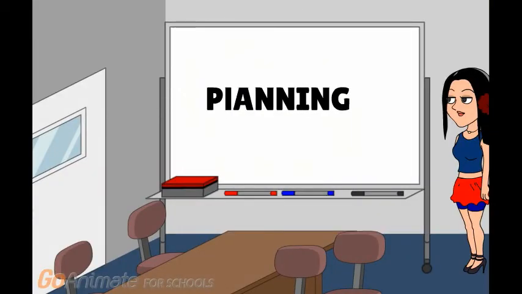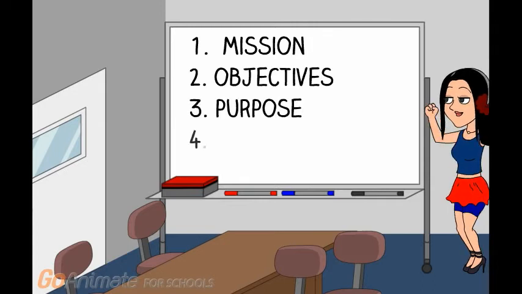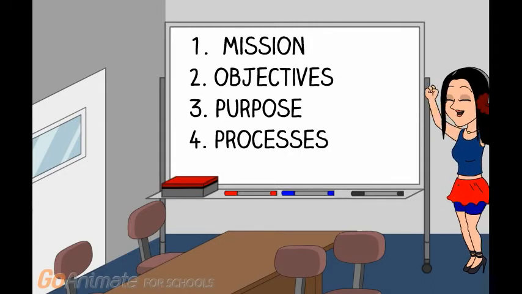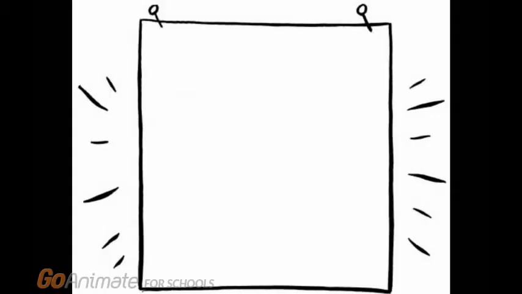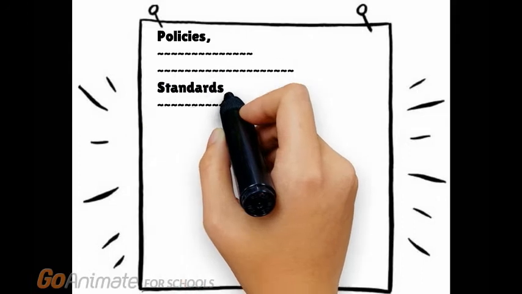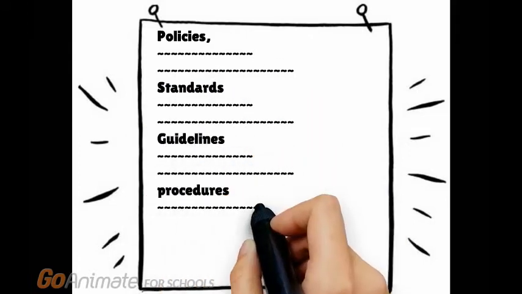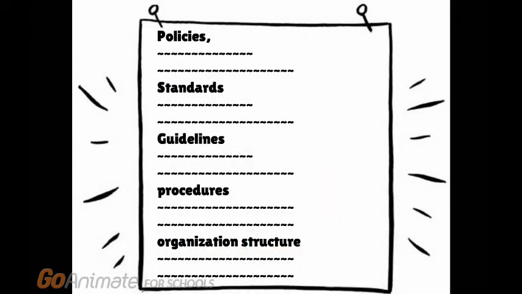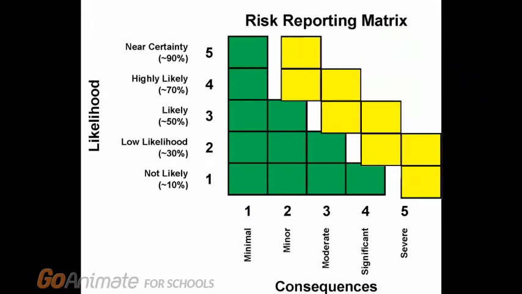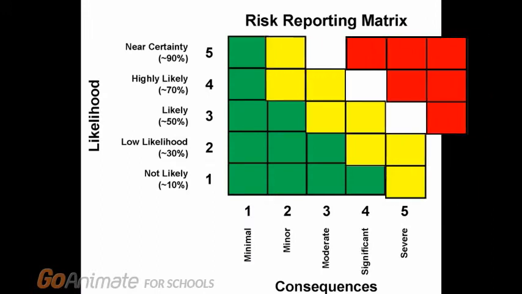The first step for the auditor is to understand the business, mission, objectives, purpose and processes. This can help the auditor to prepare a more company-oriented auditing plan. The second step is that the auditor needs to identify policies, standards and required guidelines, procedures and organization structure. The third step is to perform a risk analysis to help in designing the audit plan.